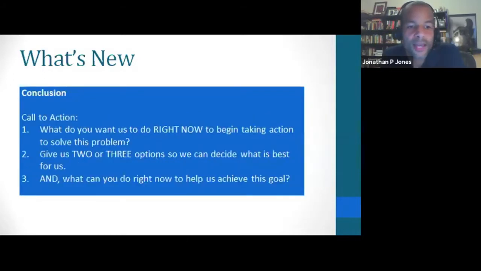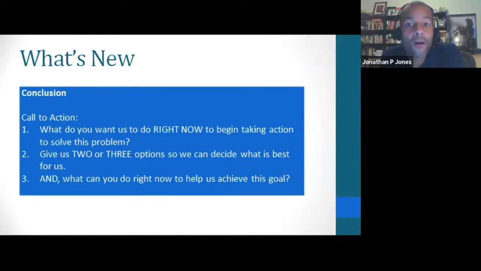Okay, and then the last thing is in the conclusion. We used to have a power punch. We don't have that anymore. Now instead we have a call to action. What do you want us to do right now to begin taking action to solve this problem? Give us 2 or 3 options so we can decide what is best for us, and what can you do right now to help us achieve that.